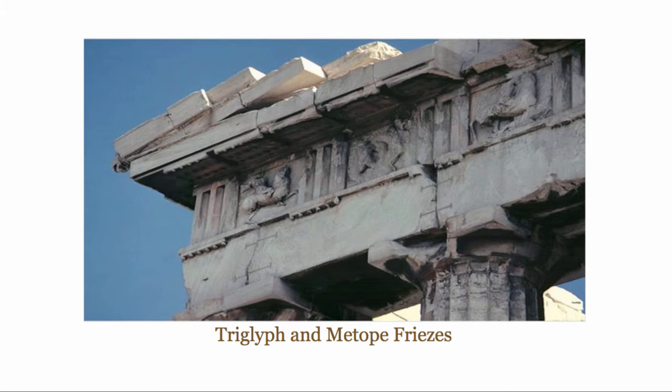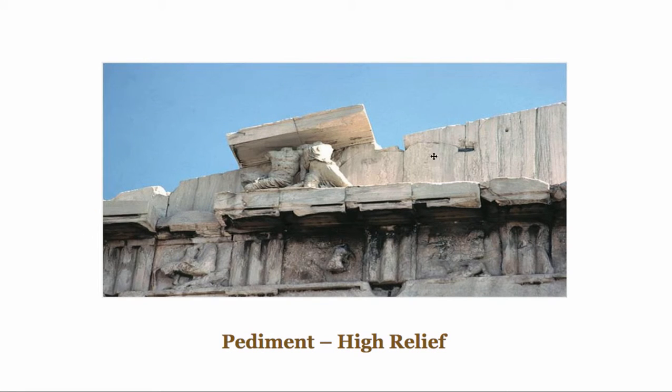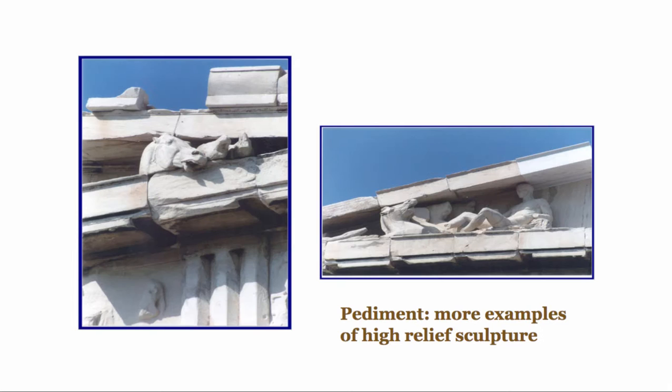Here's an example of the triglyph and metope friezes. You see the triglyph and the metope and how this is repeated again and again in the entablature. Here's an example of the pediment, which is this portion right here beneath the cornice. And here's some high relief sculpture. Here's another example of the pediment with high relief sculpture.